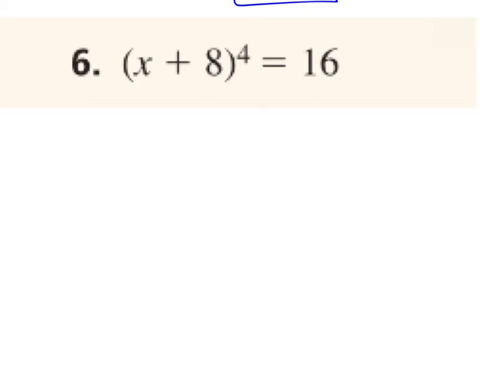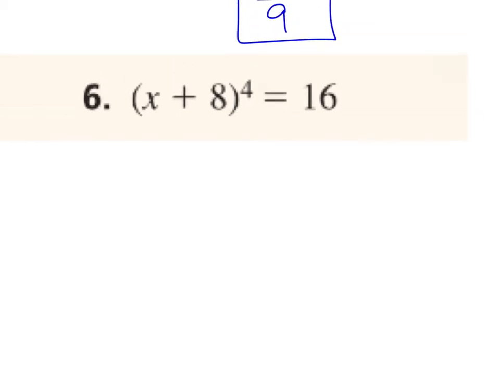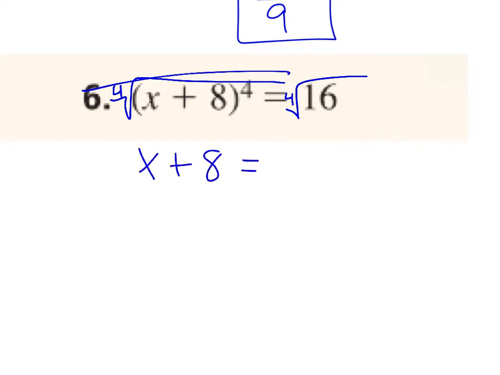Awesome, we need to take the fourth root first because we have these parentheses here. So we can't move the 8 over yet until we take the fourth root and get that exponent to cancel. So we're going to take the fourth root of both sides. So this cancels. X plus 8 is equal to what? But it's the fourth root, and 4 is an even number. So plus or minus 2.